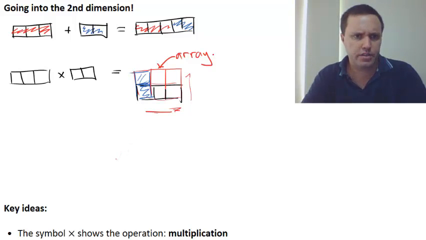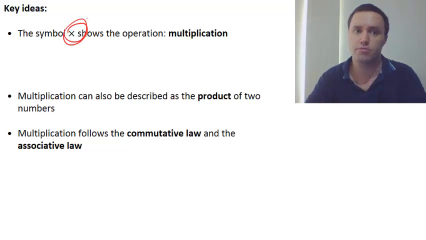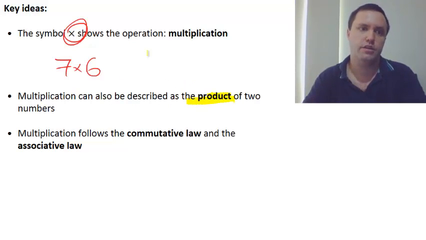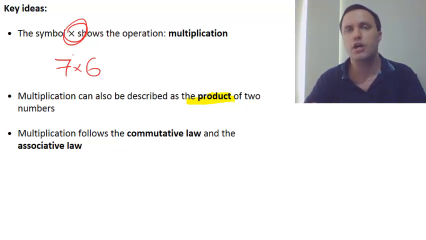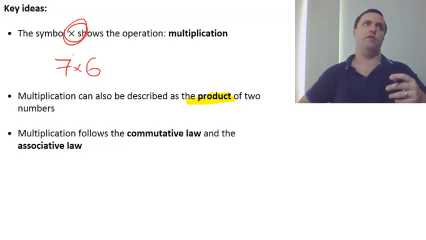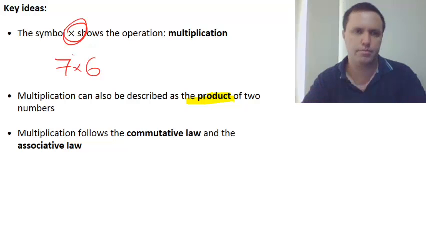Right, let's have a look at a couple of the key ideas. Firstly, this symbol here tells us that we need to do the operation multiplication. So if we see 7 times 6, that means we multiply these two numbers together. Multiplication can also be described as the product of two numbers. So rather than saying 7 times 6 or 7 multiplied by 6, you could say the product of 7 and 6. Your textbook might refer to it like that a couple of times, so you need to be aware of that. It might not be one you hear often, but plug it into your mind so you know what it means.